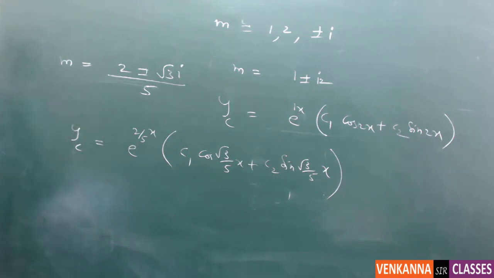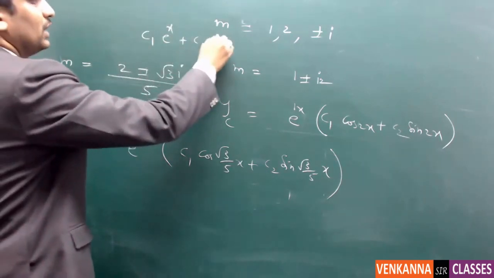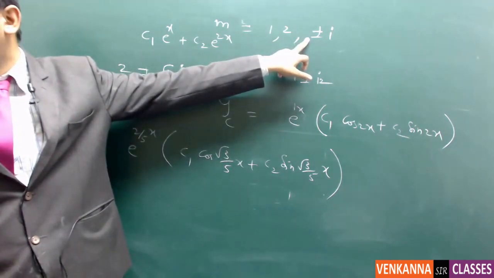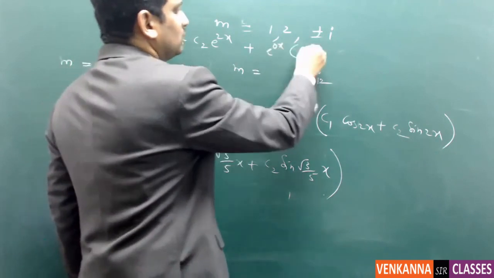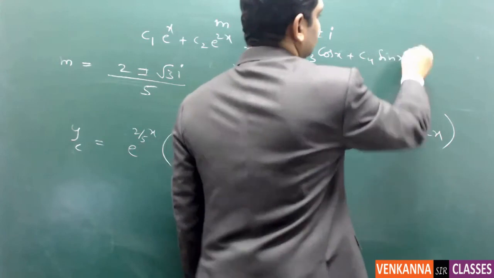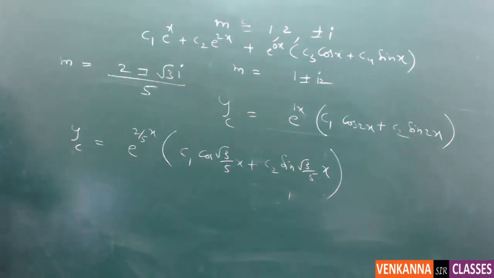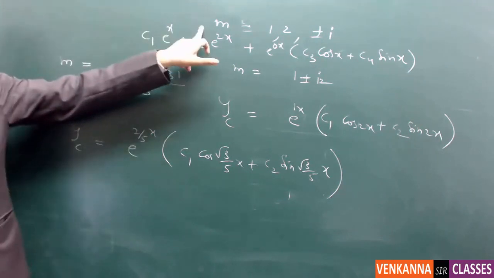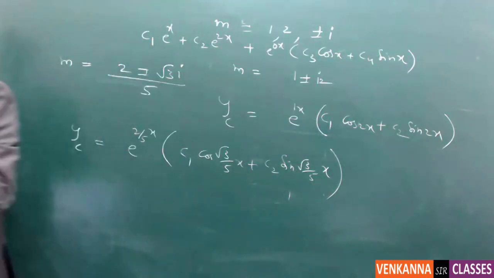So how to write the general solution? C1 e power x, C2 e power 2x. Here the real part is not there, so we have to treat it as 0. So e power 0x into C3 cos x plus C4 sin x. So this is the general solution. And e power 0x is nothing but 1, so you can leave that. C1 e power x plus C2 e power 2x plus C3 cos x plus C4 sin x. Okay?